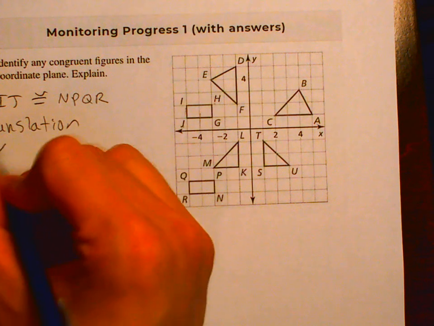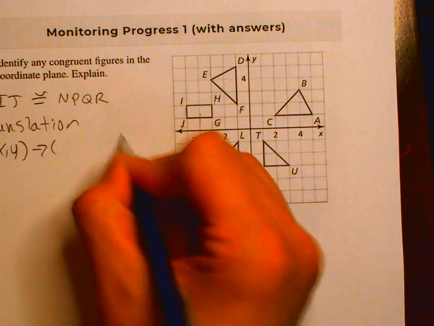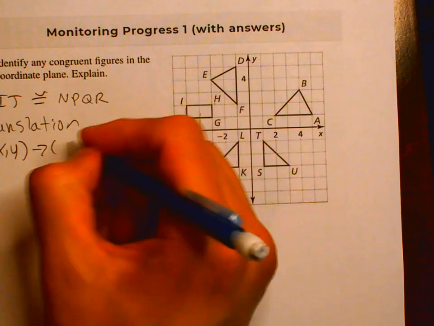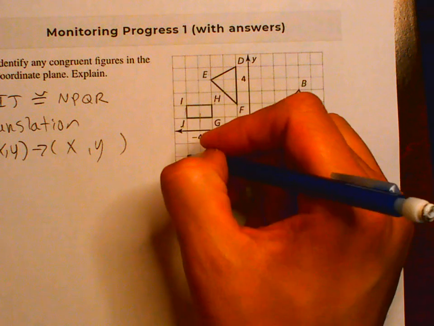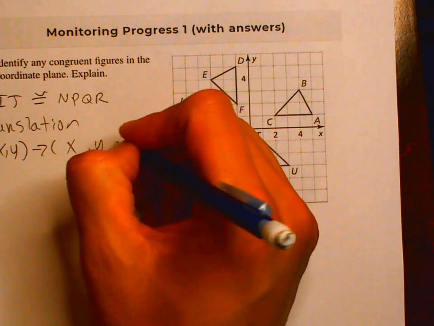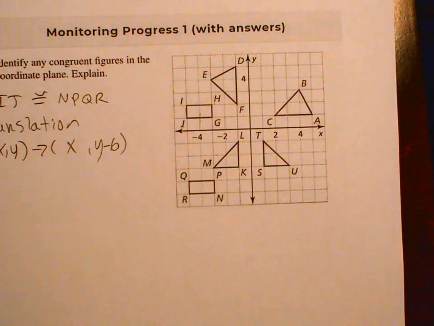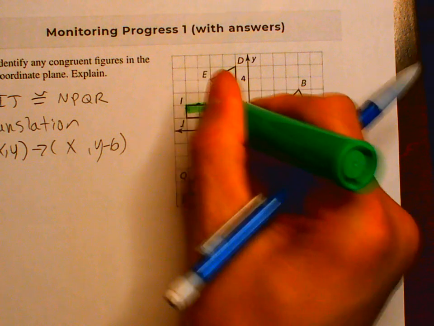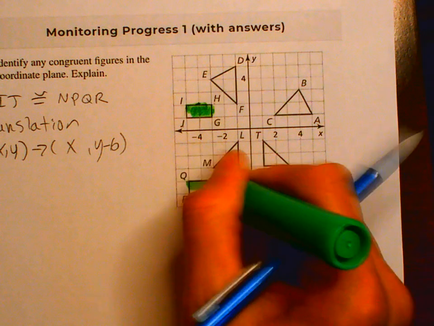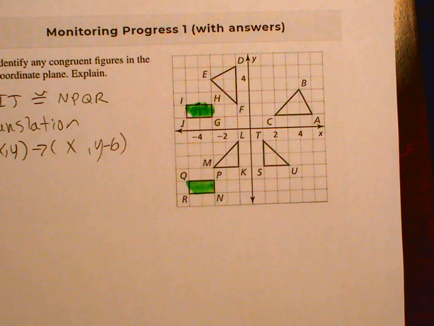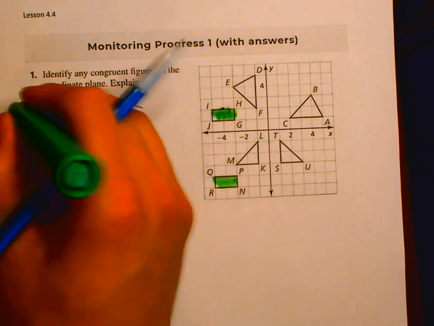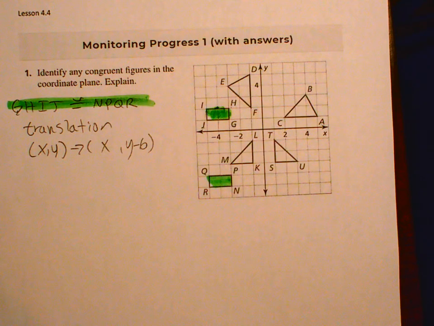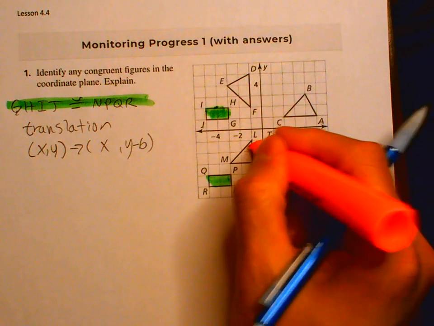Okay, so the equation for the translation is there is no movement in the x, but there is a movement in the y, and it is 1, 2, 3, 4, 5, 6. Y minus 6. So in this case, this is congruent to that. Okay. The next one that I can see here is this one and this one.